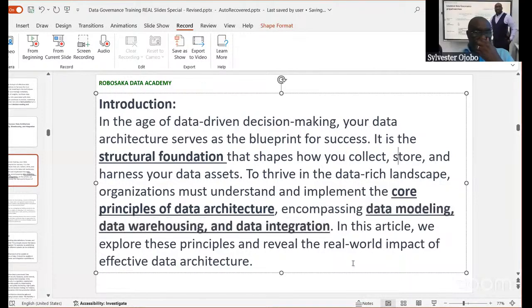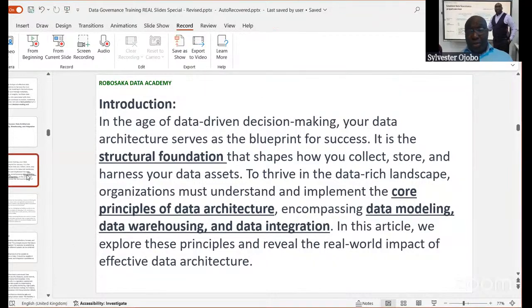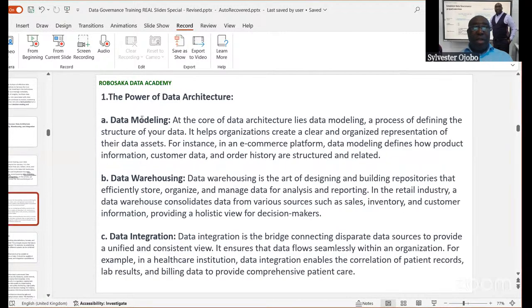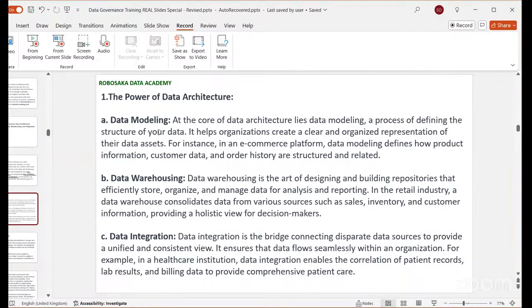Please, you need to get this, very, very important. We'll explore these principles and reveal the real-world impact of effective data architecture. Please get this very clear. I'm going to ask questions on all these things. So now, the power of data architecture: number one, data modeling; then data warehousing, data integration.